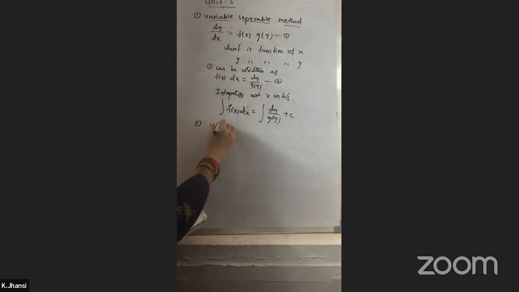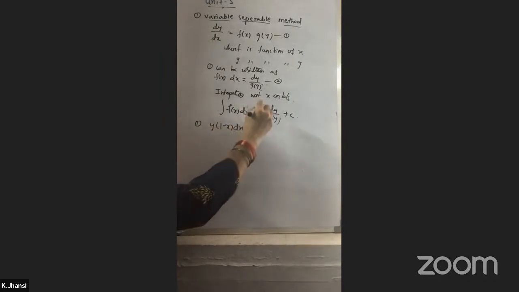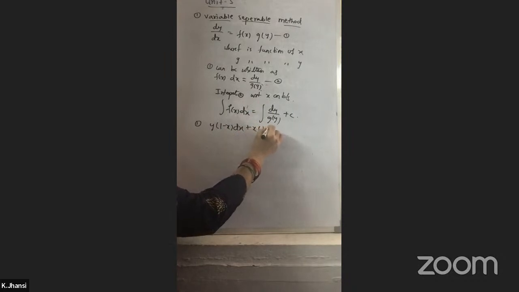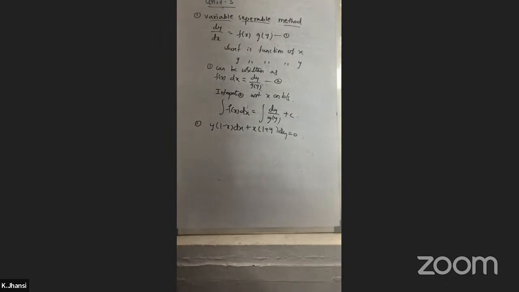First one: y into 1 minus x into dx plus x into 1 plus y into dy equals 0. This is the given problem. Here y into 1 minus x into dx is there, and one more x variable is there, and here a y variable is there. So first take 1 minus x dx, bring the x inside and y to that side.